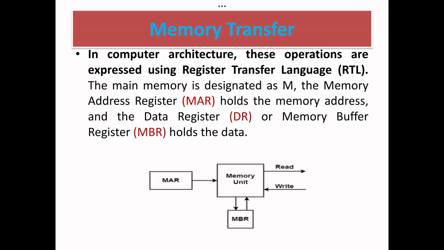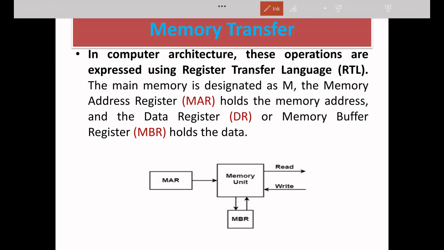Again, I already told you there are many different types of registers you have to learn. When the third unit comes, you will understand what the actual registers are and how they work. We will explain each and every topic. This is the overview of unit 1, so we are explaining a little now and later we will explain more. In computer architecture, these operations are expressed using register transfer language. The main memory is denoted as M.